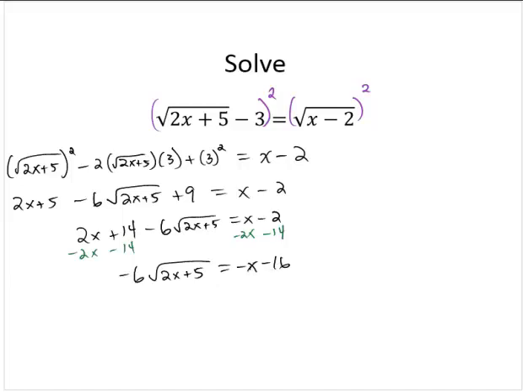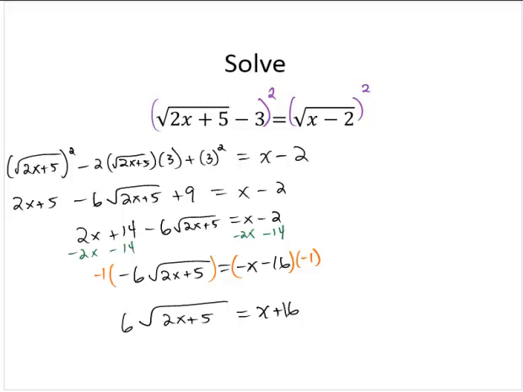Now, the next step is not necessary. I'm just going to do this to make the numbers a little bit easier. I'm going to multiply through both sides by negative 1, because there's just so many negatives going on here, I would just be worried about confusing myself. So that would give me 6 times the square root of 2x plus 5 is equal to x plus 16.